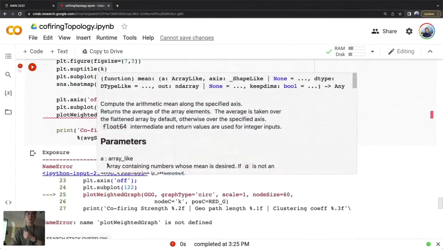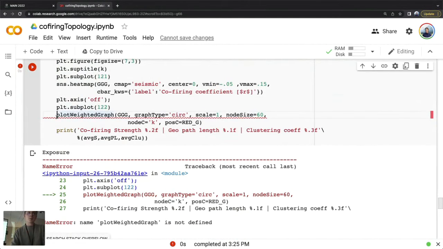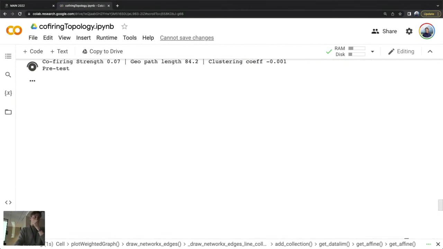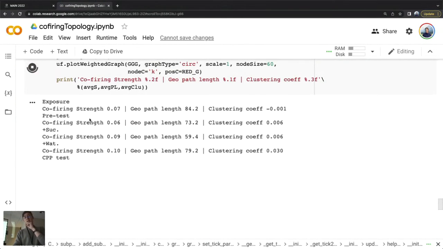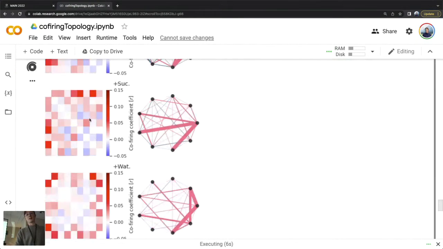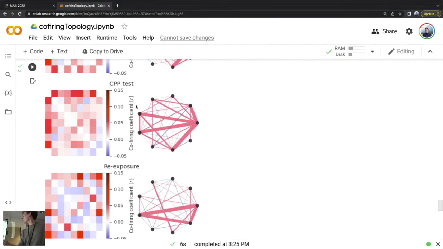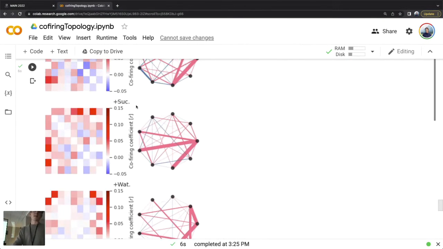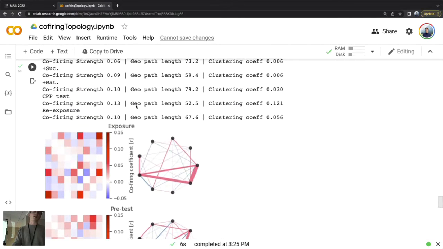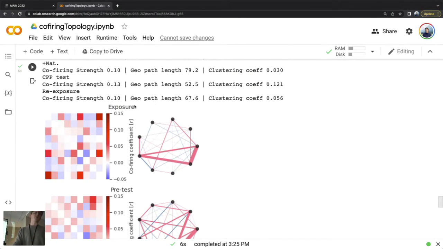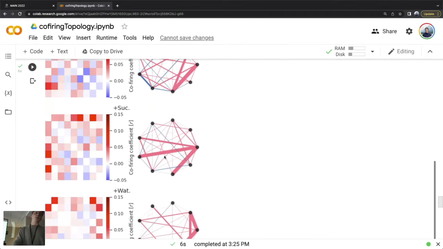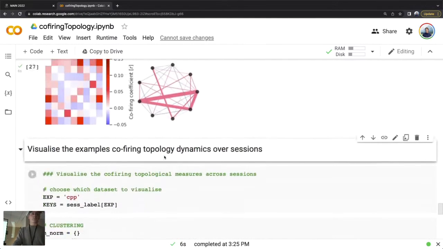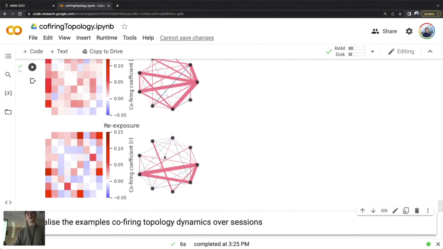What we did wrong, we forgot to put another call. And now this one should be much shorter. Just visualizing the subgraphs. I thought it would be interesting to appreciate how the cofiring patterns that we see in the first familiar environment change through the exploration of these novel environments, and then they come back at the end.